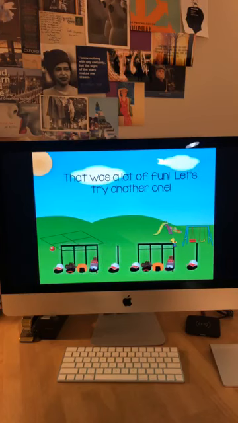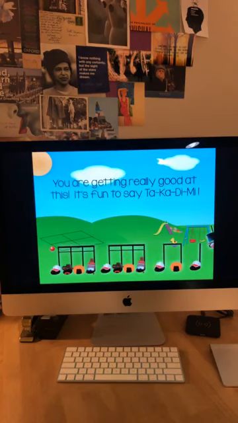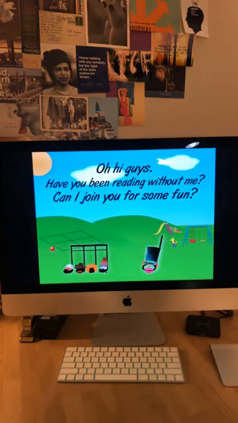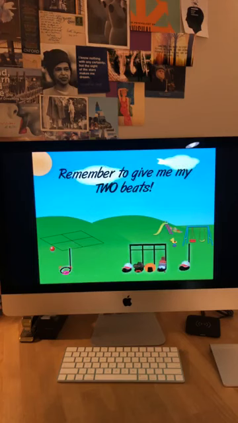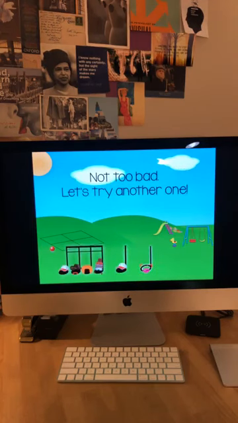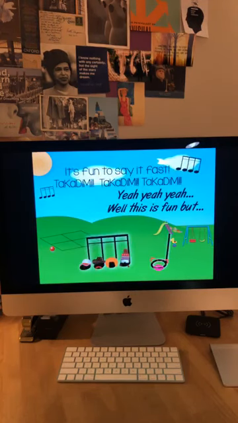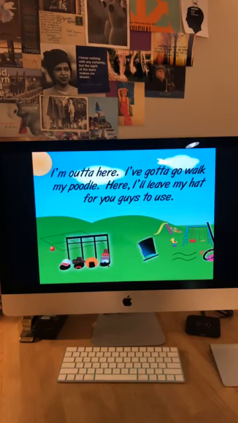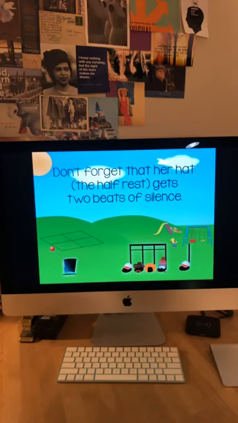But anyway, we go through, we read Takadimi with different variations. The sassy half note shows up, and they love her / hate her. So it's a love-hate. She's sassy, but it's fun. So we do the sassy half note. She comes in for a few different patterns. She gets tired, has to go walk her poodle, so she leaves her hat, which becomes the half rest.